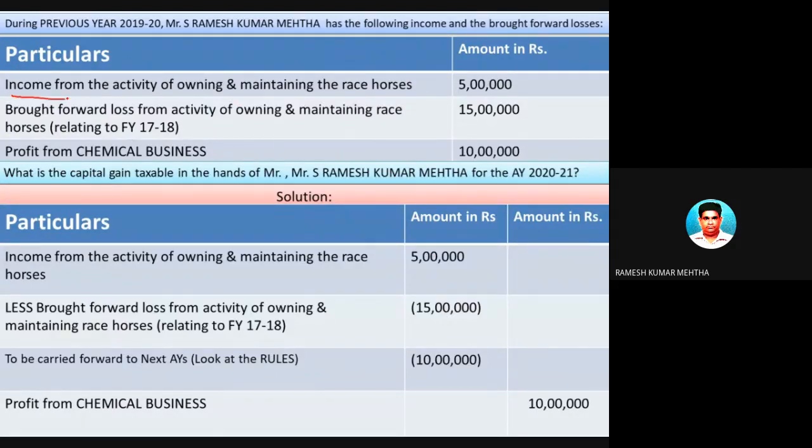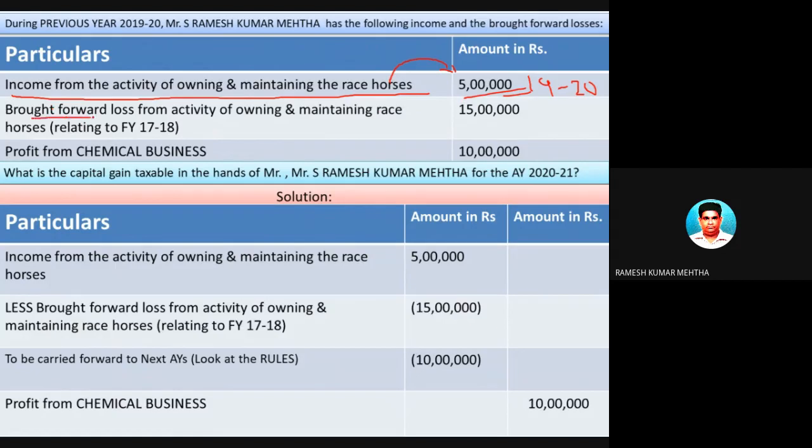Number one, income from the activity of owning and maintaining of horses. So this person has an income from the activity of owning and maintaining of horses for the current year 2019-20, and he has earned a profit of 5 lakh rupees.